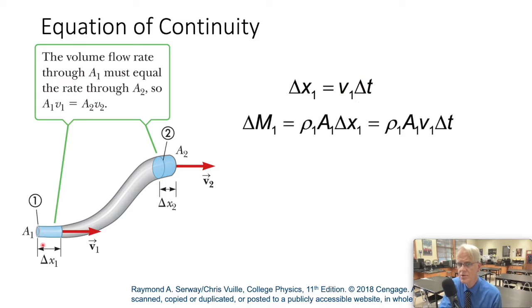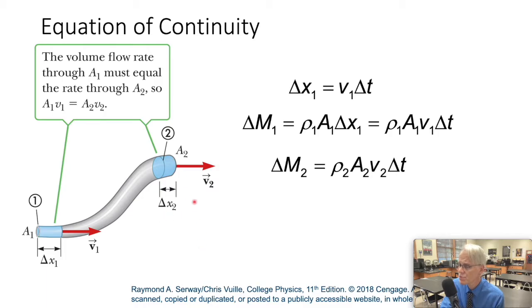If A1 is the cross-sectional area of this region here, then the mass contained down here at the bottom in this blue region is given by this equation, delta M1 equals rho 1 times area 1 times delta x1. Substituting delta x in, we get rho, the density, times the area 1, the velocity down here, and this small amount of time. Now, don't worry a whole lot about this derivation. Just wanted to show you where this came from.